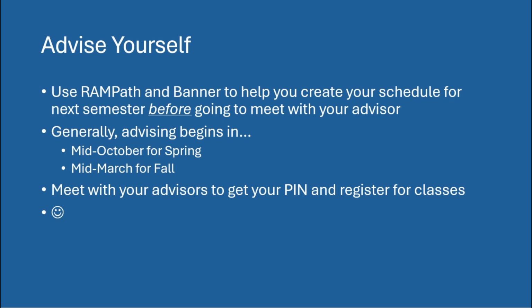So be sure to go to those meetings. Generally in the fall, advising begins in mid-October, and in the spring, it begins in mid-March. And obviously during the fall, you'll receive advising for the spring semester, and in the spring, you will receive advising for the fall semester.